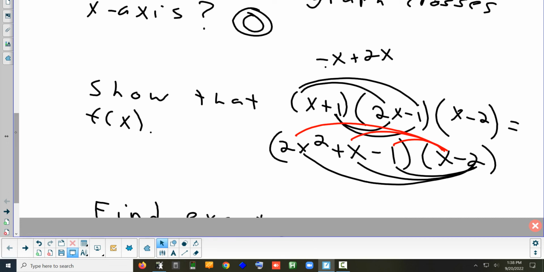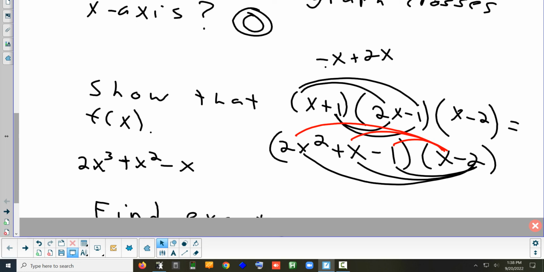Tony, what's x times 2x squared? 2x cubed. I'm just going to come over here because I got more space. 2x cubed. Cameron, what's x times x? x squared. And Sam, what about x times negative 1? Negative x. Okay, so we're done with that one.